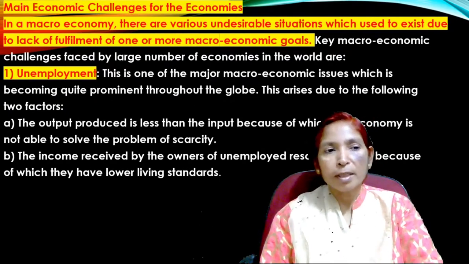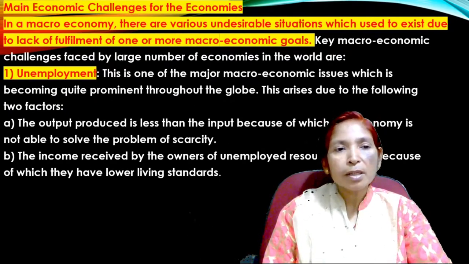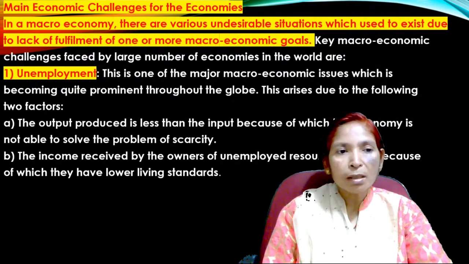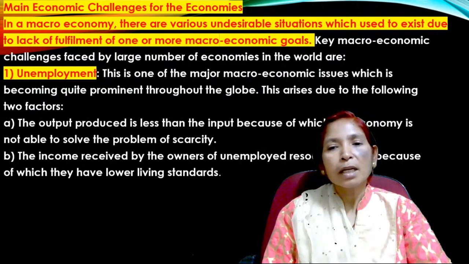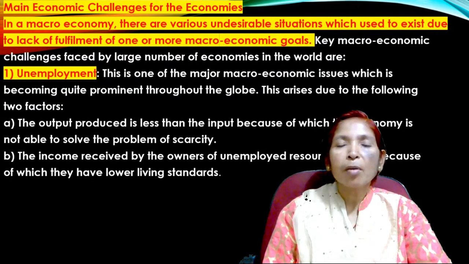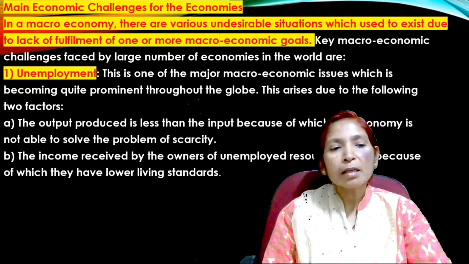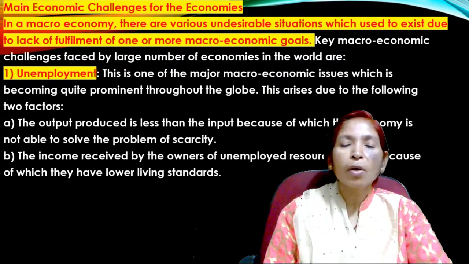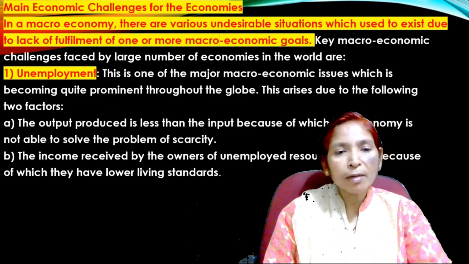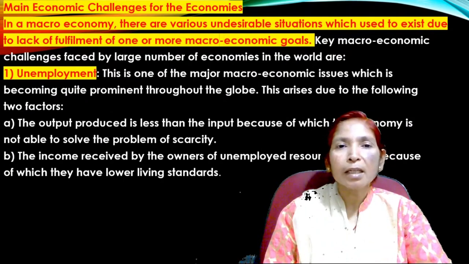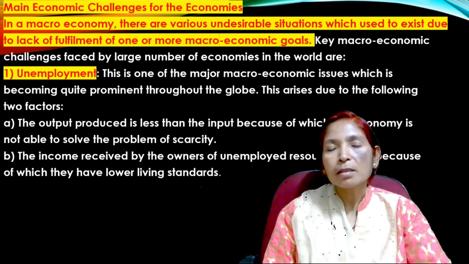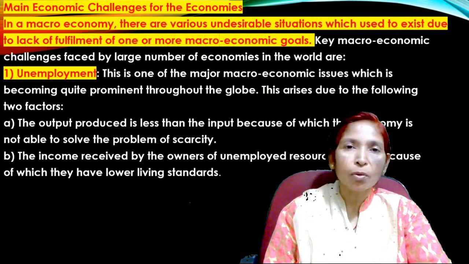They are called unemployed. And why does unemployment exist at the macro level all over the world? Because the output produced is less than the input, because of which the economy is not able to solve the problem of scarcity. And second, the income received by the owners of unemployed resources is less, because of which they have a lower living standard. Due to the problem of scarcity, we can't produce more goods. When production is low, then employment will also remain low. This is the big problem at the macro level.